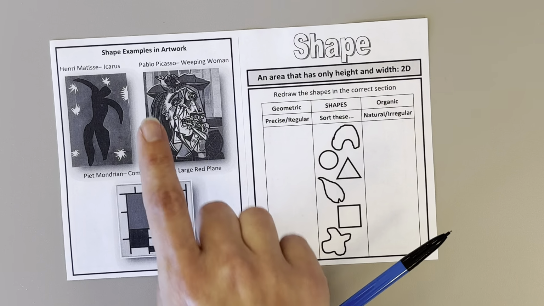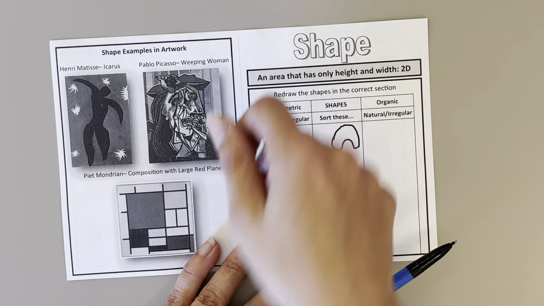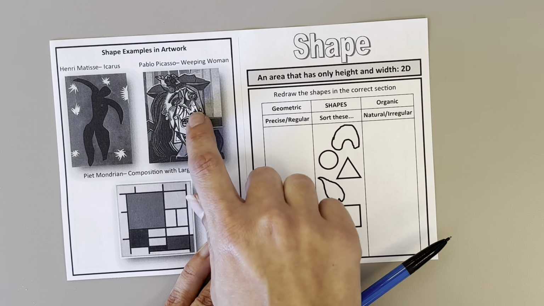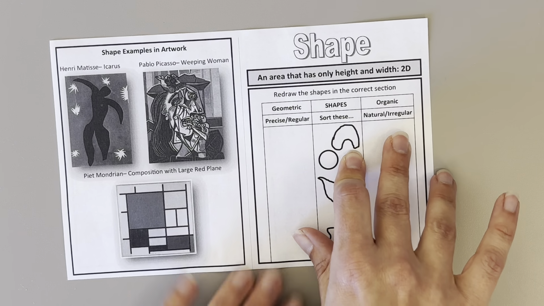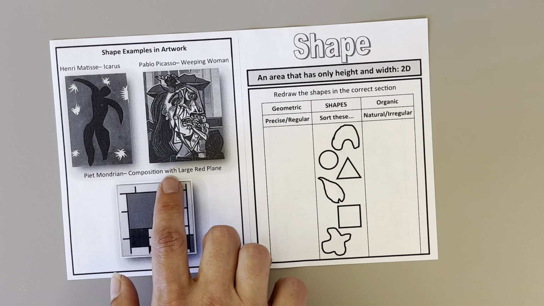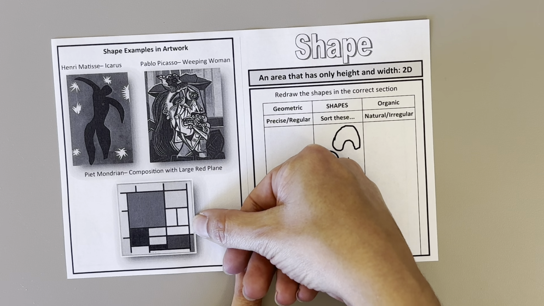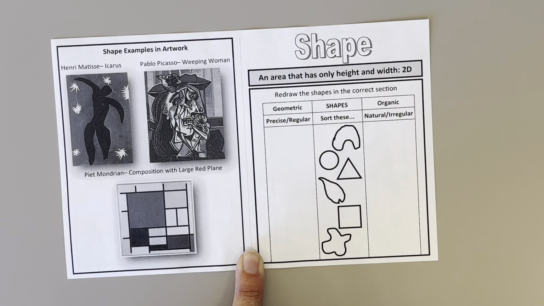This is an example by Pablo Picasso, you probably recognize that name. It's called Weeping Woman, and it's using just these basic shapes. He broke down this face into the most basic shapes and used those to convey the emotion that person is feeling. Last, we have Piet Mondrian, and he does a composition with large red plane. You might recognize this. It's a very recognizable piece, and he uses just shape, and the precision and craftsmanship that he demonstrates is part of why this is so well known and successful.